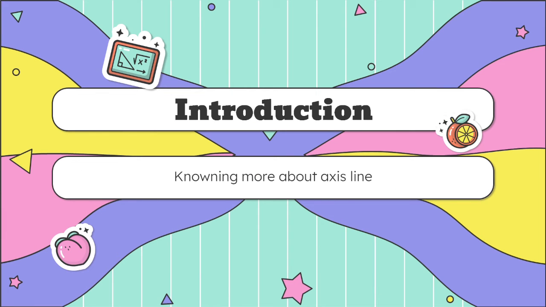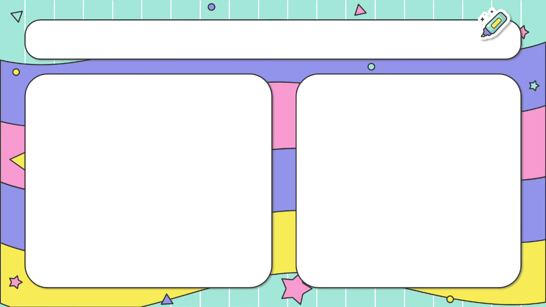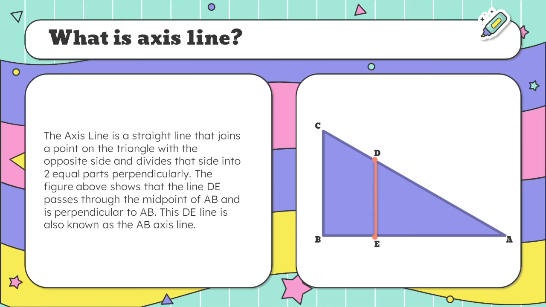Let me introduce the axis line to know more about it. What is the axis line? Have you heard of it before? The axis line is a straight line that joins a point on the triangle with the opposite side and divides that side into two equal parts perpendicularly. The figure above shows that the line DA passes through the midpoint of AB and is perpendicular to AB. This DA line is also known as the AB axis line. To know it more clearly, you can see the figure on the right side.